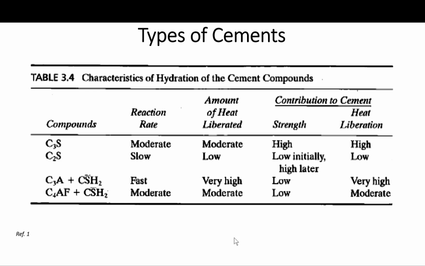The hydration reaction can be described by the reaction stoichiometries, which are the rates of reaction and the heats of reaction. Also, in the case of cement chemistry, it is of interest to know whether the hydration products contribute to the strength of the hydrated cement or not. The hydration characteristics of the cement compounds are summarized in this table here.